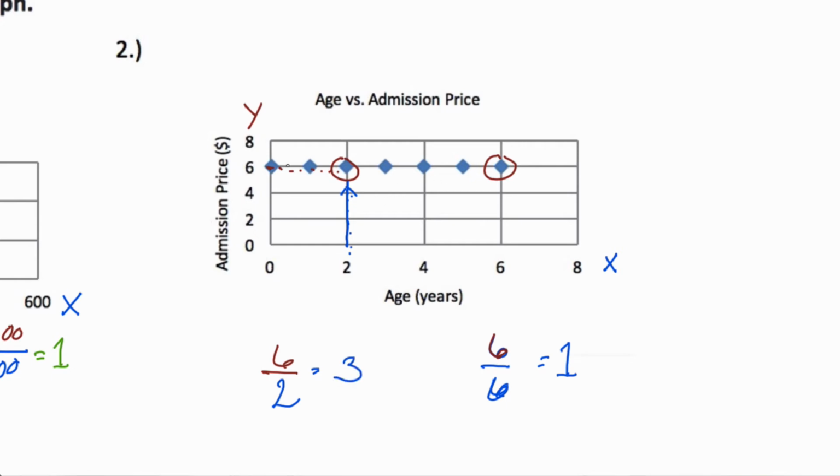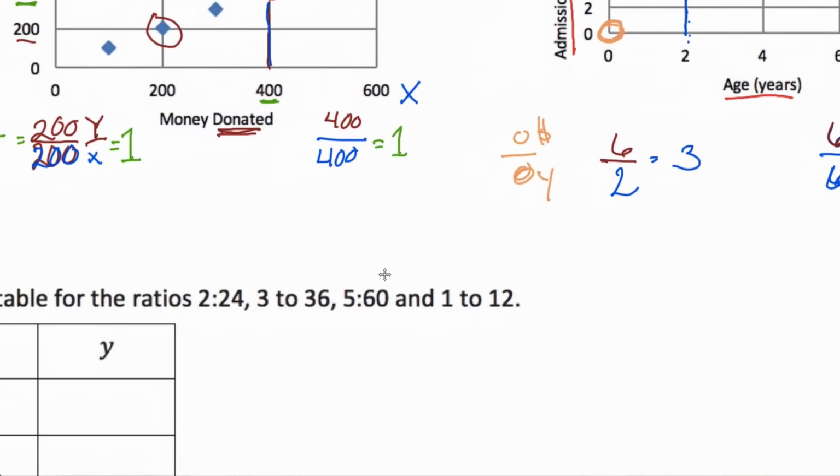So it's not proportionate, which you probably knew because this line does not go through the origin. If it were proportionate, we'd expect someone who is 0 years old to pay $0. But that's not the case. It looks like everybody has to pay the same no matter how old they are. So that just means that the admission price is not related to the age. That's what makes it not a proportion.